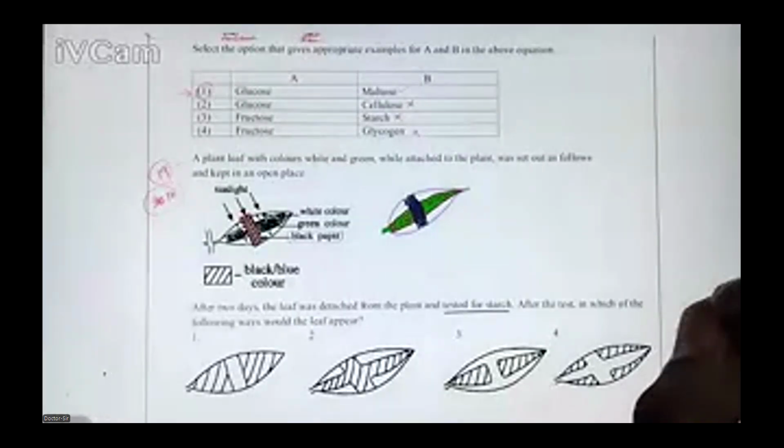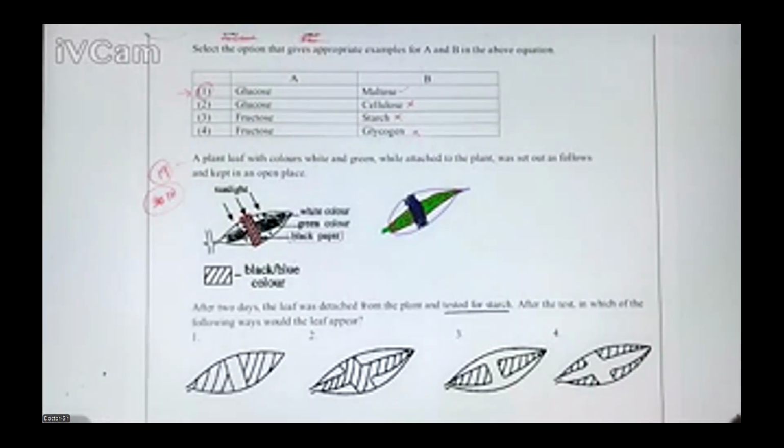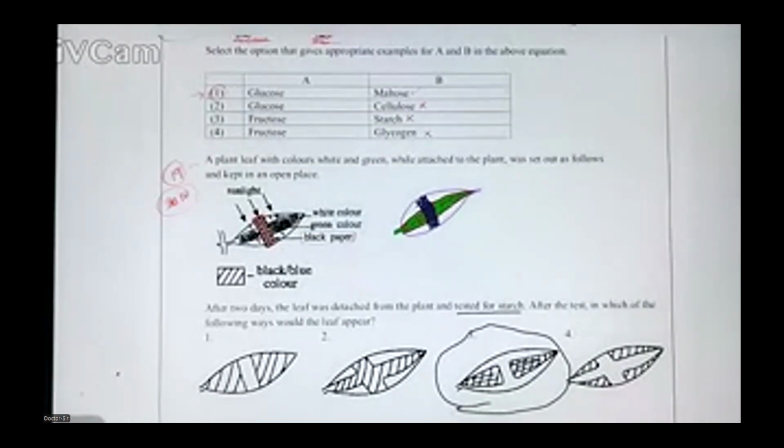So which one now gives the correct answer? Now the starch test will be performed. What is the appearance of the leaves after the test? In this way you can find out the white color area is not undergoing photosynthesis. So only this area and this area undergo photosynthesis. So answer 3, right?